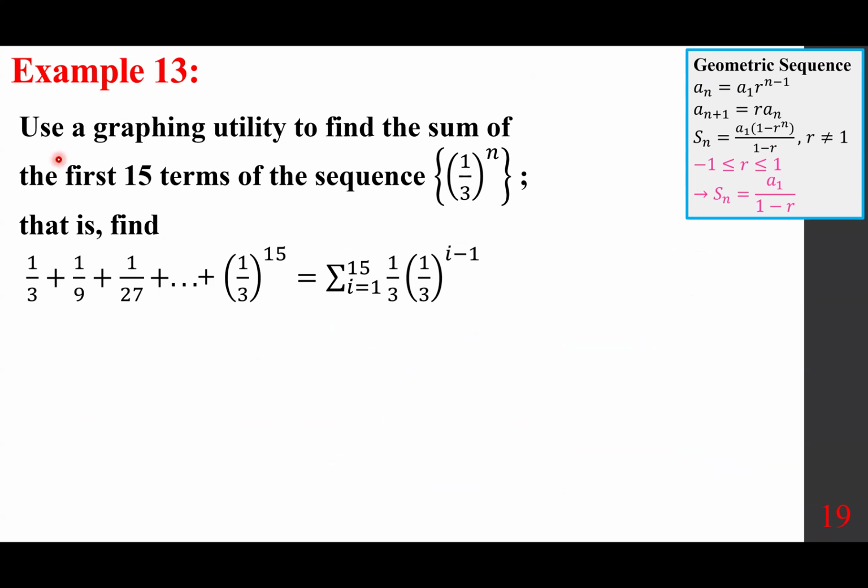Use a graphing utility to find the sum of the first 15 terms of the sequence 1/3 to the power of n. That is, find 1/3 plus 1/9 plus 1/27 all the way to 1/3 to the power of 15, which uses this formula: summation of i going from 1 to 15 of 1/3 times 1/3 to the power of i minus 1. This can be j, you use j, this can be k, you use k. Anything is fine, as long as the limit is constant.